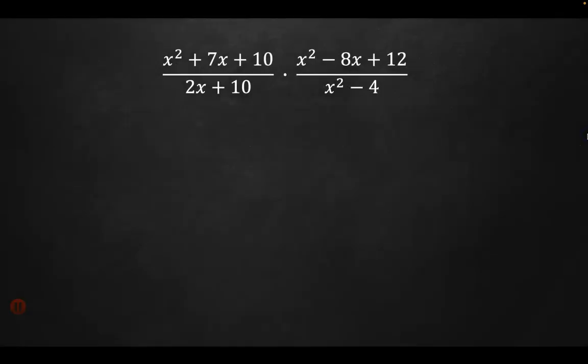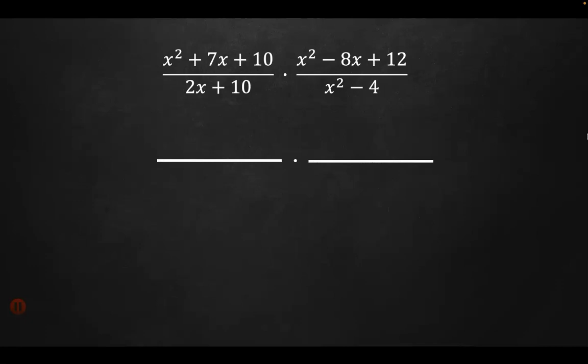So the first thing that we want to do is write the expressions in factored form. So we're going to factor everything that we can, cancel out any common factors if we have any, and then simplify and reduce. So let's go ahead and look at each part.